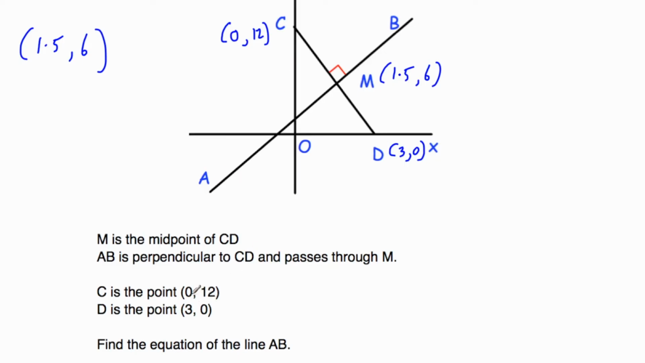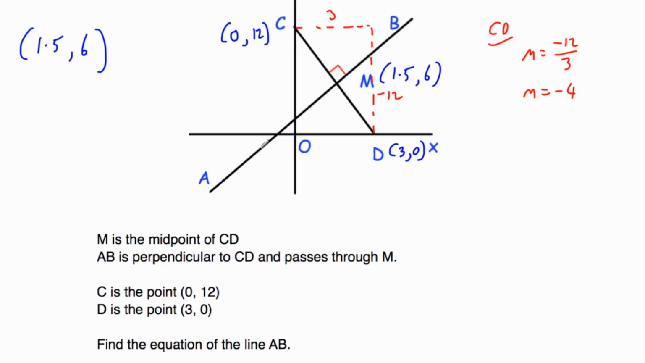We want to find the equation of the line AB, and we know it's perpendicular to CD. We can find the gradient of CD quite nicely. Let's do our triangle, going across and down. The run is going from 0 across to 3, so 3 across. The rise is going from a height of 12 down to 0, so the rise is minus 12. The gradient is rise over run, so m equals minus 12 divided by 3, which is minus 4. So the gradient of CD is minus 4.